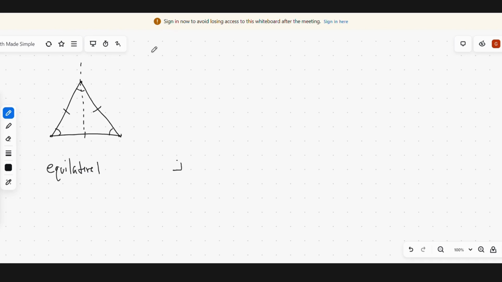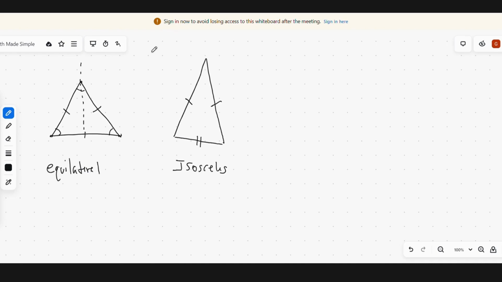The second type is what is called isosceles. This is a triangle where two of the sides have the same length and the third side has a different length. I'm denoting same side length by the same number of dashes. So one dash is the same side length as another one dash, and two dashes would be a different length. So isosceles triangle has two sides that are the same.